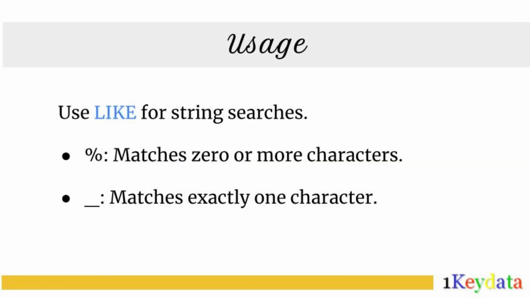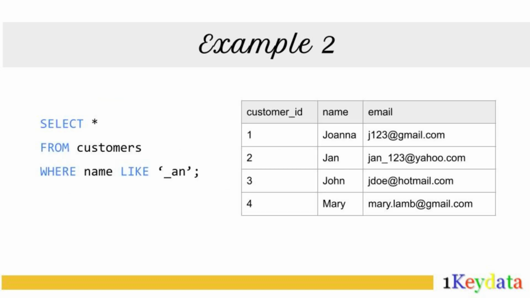The underscore wildcard matches exactly one character. For example, LIKE '_an' matches Jan, because Jan is the only name in the table that has the pattern 'an' at the end and has one character before it.